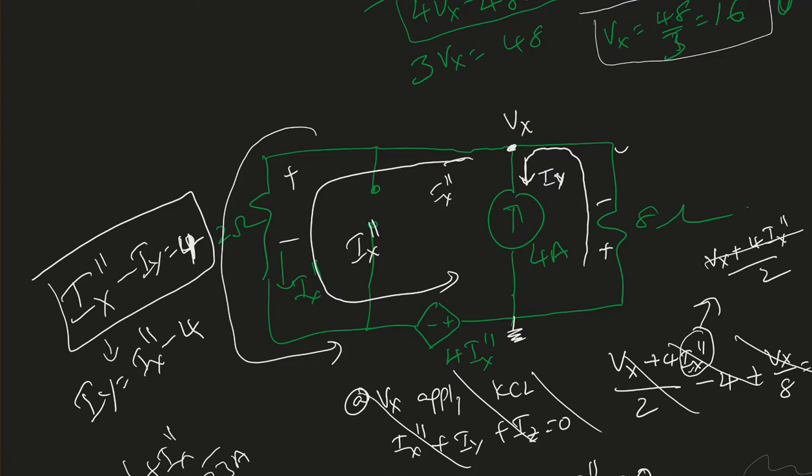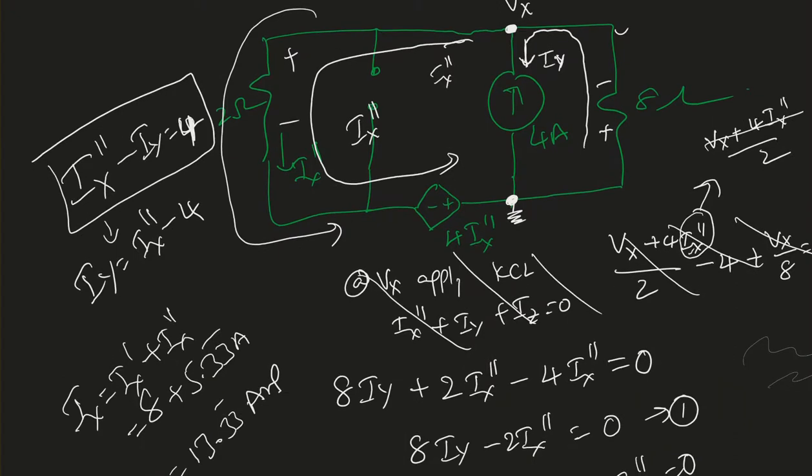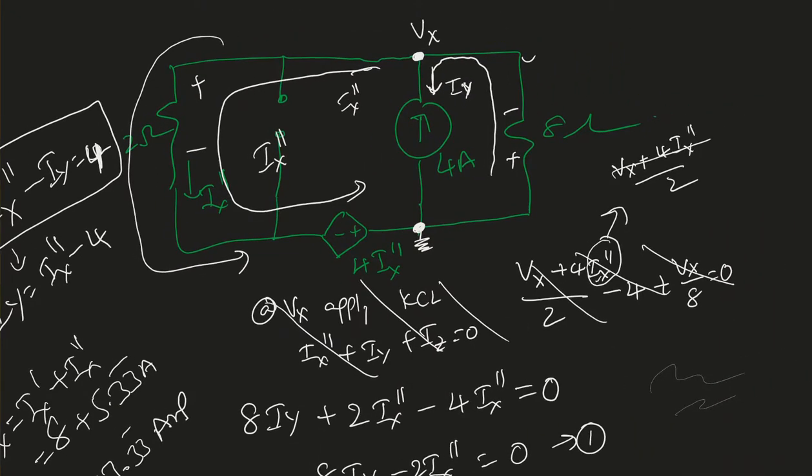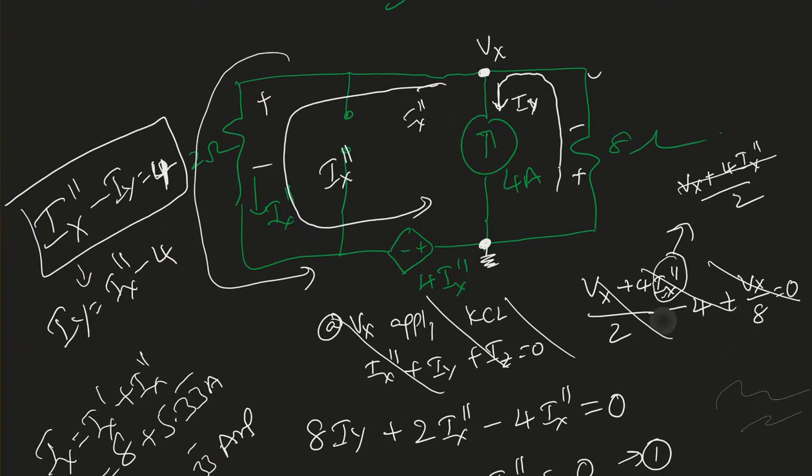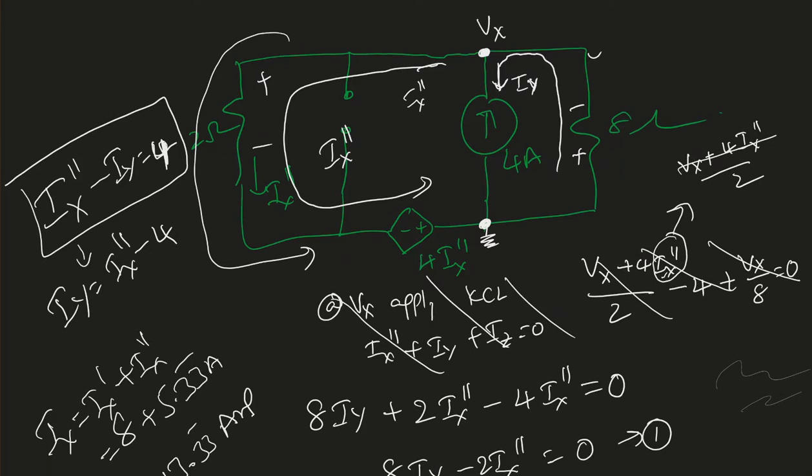Here I'm going to take the node at that point as ground. So this is the ground, and I'm going to label this as Vx. Now at Vx I can apply KCL. Actually that didn't work, so what I'm going to do is loop analysis. I'm taking the Iy current coming in an anti-clockwise direction, and Ix double prime is also in the anti-clockwise direction. So I'm going to use the super loop analysis in this case.